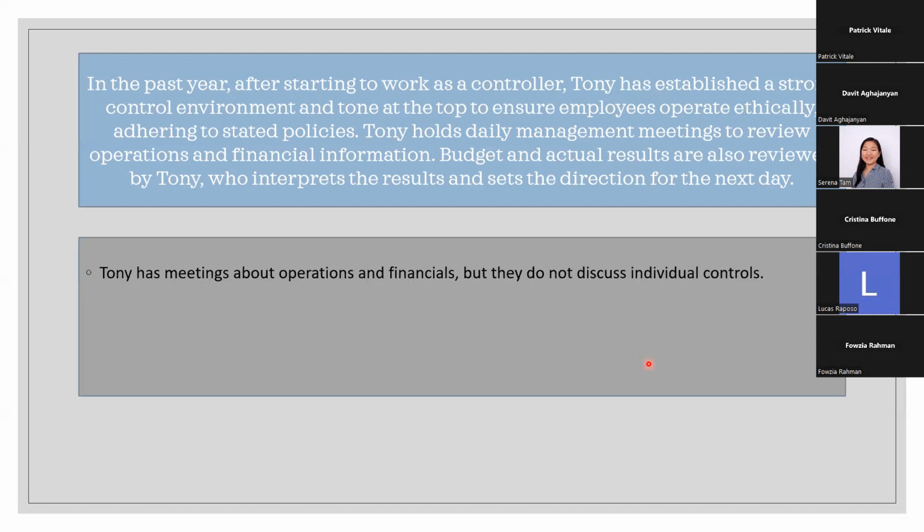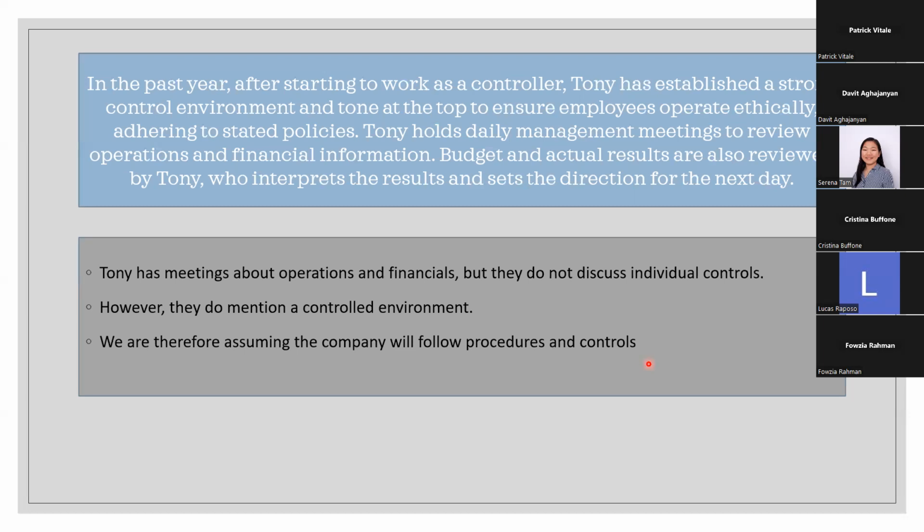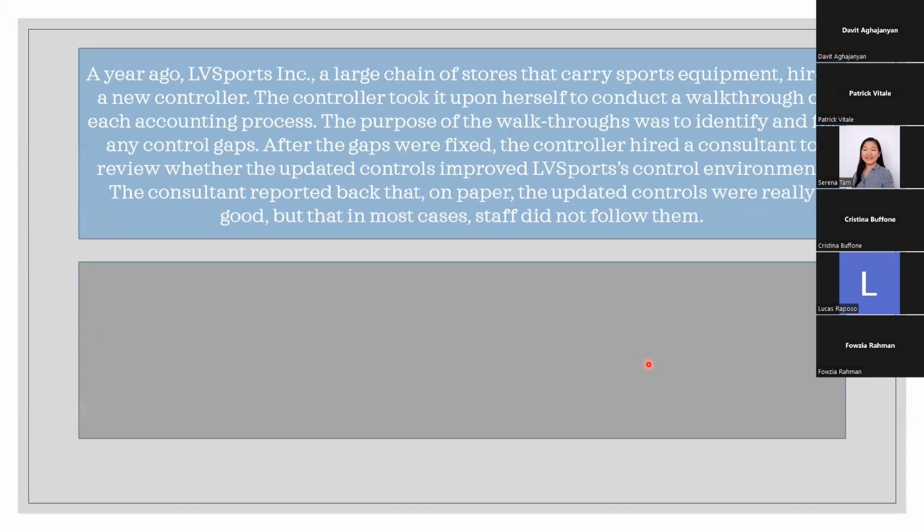So Tony has meetings about operations and financials, the usual. How do we rate the control environment? We're therefore assuming that we will follow procedures and controls. We're doing the combined approach. So whatever they said, remember that the controls we're assessing as control risk low, but we still have to do substantive either way. So that's why we would still take the combined approach.